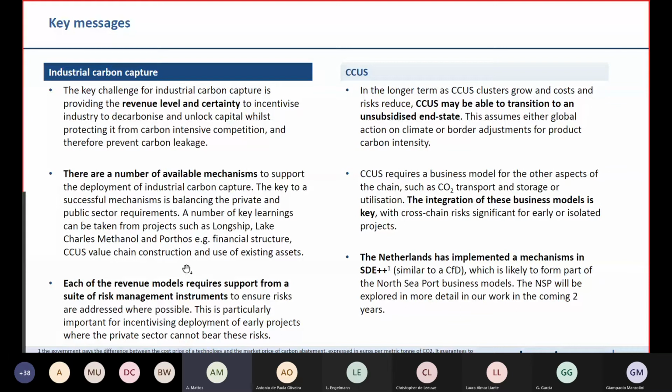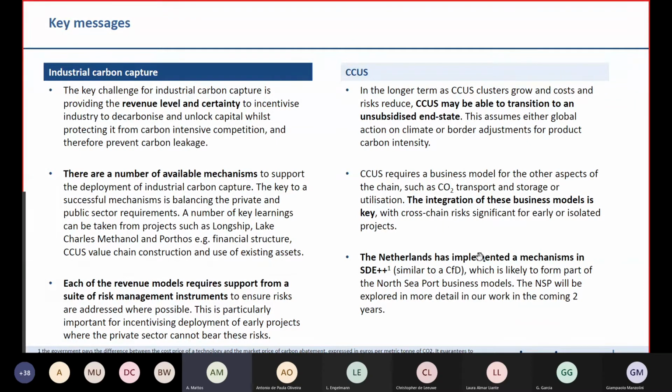Each of the revenue models requires support from a suite of risk management instruments to ensure that the risks are addressed where possible, particularly for the earlier projects. For the full CCUS chain, as clusters grow, it may be able to transition to an unsubsidized end state, but that assumes we have global action on climate, and that all industrial products or power products become low carbon over time, or a border adjustment. CCUS requires a business model for the other aspects of the chain, so the CO2 transport and storage as well, and the integration of these business models is key.